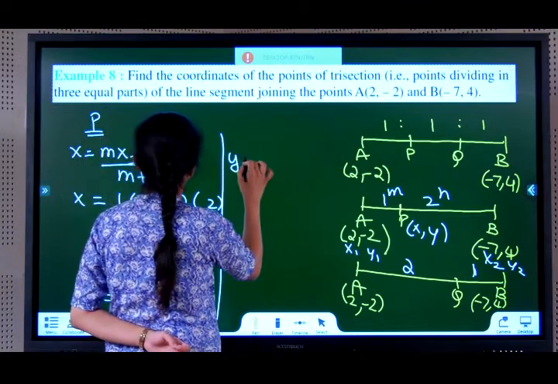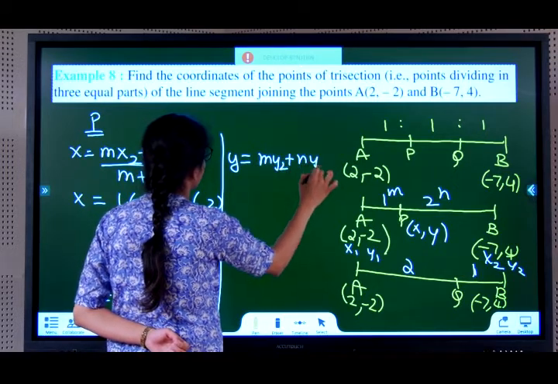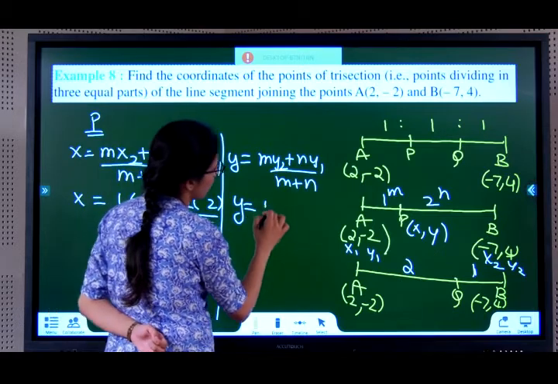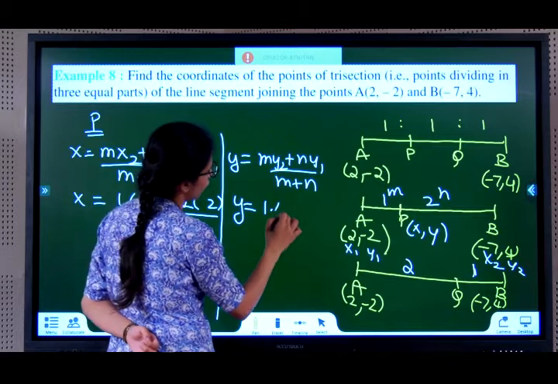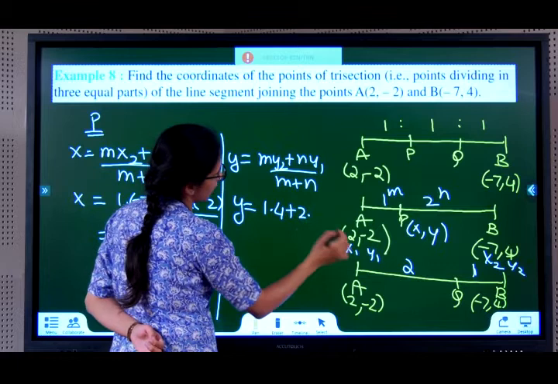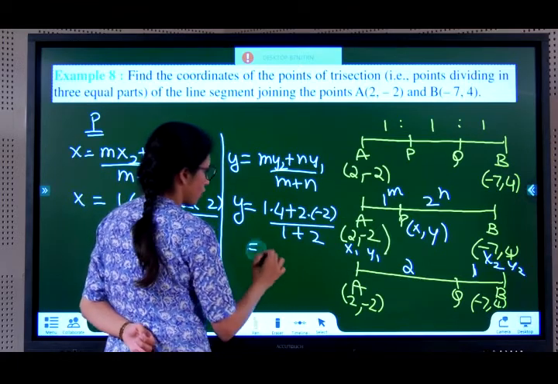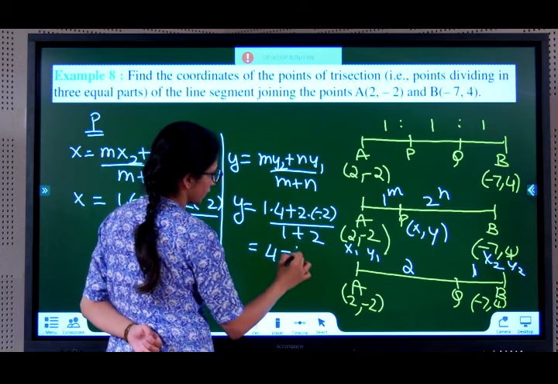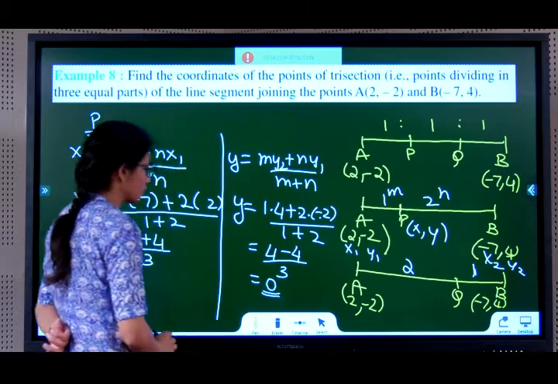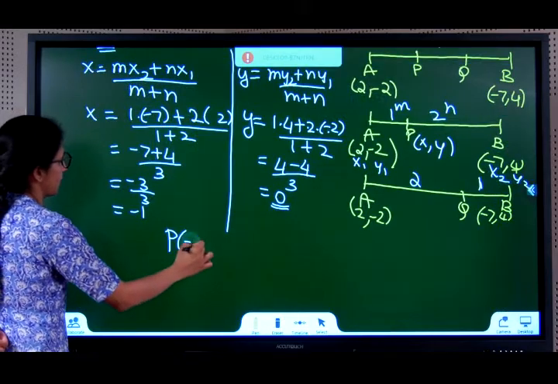To find the y coordinate, y is (m y2 plus n y1) divided by (m plus n). y is equal to m, 1, into y2. What is y2? 4, plus n, 2, y1, minus 2, divided by 1 plus 2. 4 minus 4 divided by 3. 4 minus 4, 0. 0 by 3, 0. So one of the points of trisection is minus 1 comma 0.